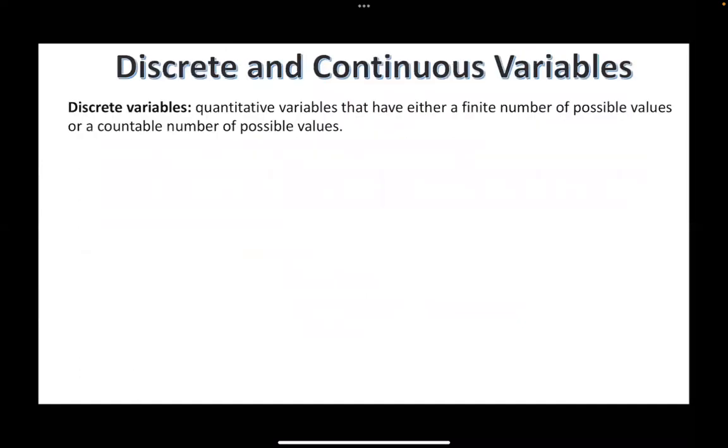So, discrete and continuous. You may remember, I'm trying to remember if it's Math 60 or Math 65. I think it might be 60, where we talk about discrete and continuous. I could be wrong though. Discrete has either a finite number of possible values or a countable number of possible values. So these numbers will not take on everything in between.